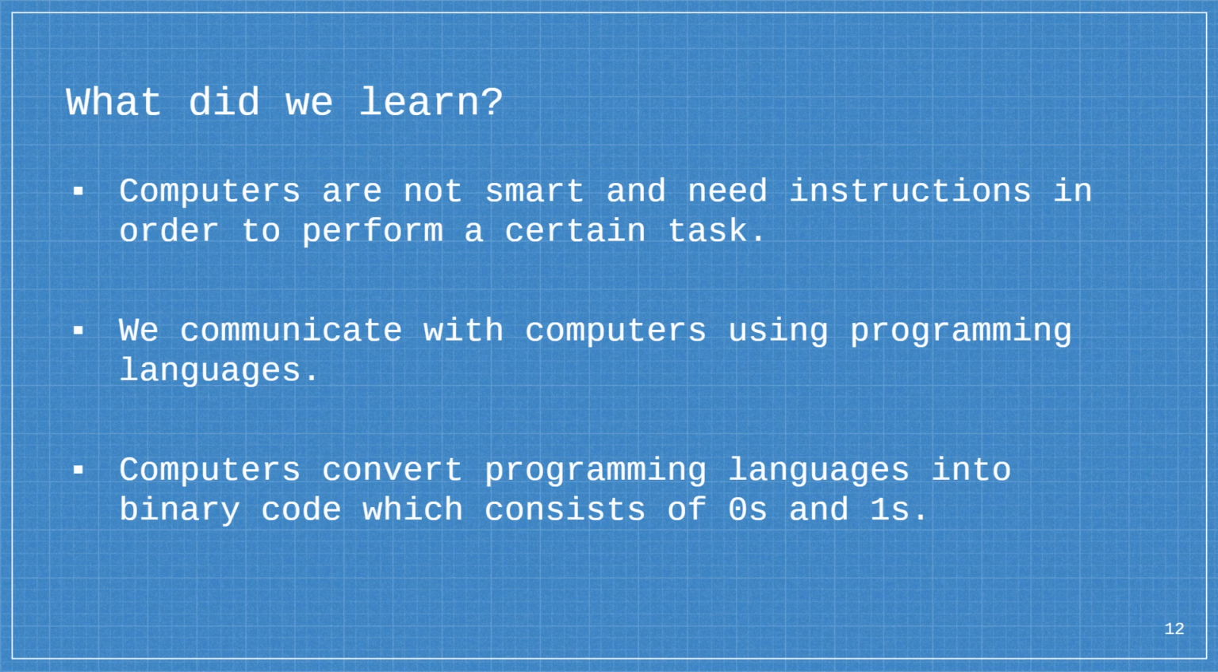So what did we learn in today's tutorial? First, computers are not smart and need instructions in order to perform a certain task. Second, we communicate with computers using programming languages. And finally, computers convert programming languages into binary code, which consists of the numbers 0 and 1.